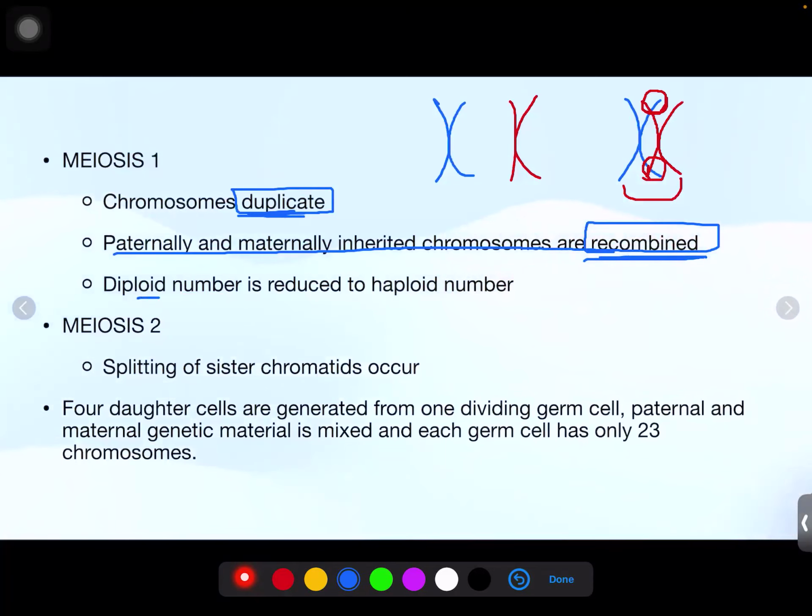Okay, so the diploid number is reduced to the haploid number, and in meiosis 2 there's splitting of chromatids. So 4 daughter cells are generated from one dividing germ cell. Paternal and maternal genetic material is mixed. This recombination is called mixing, and each germ cell then has only 23 chromosomes.